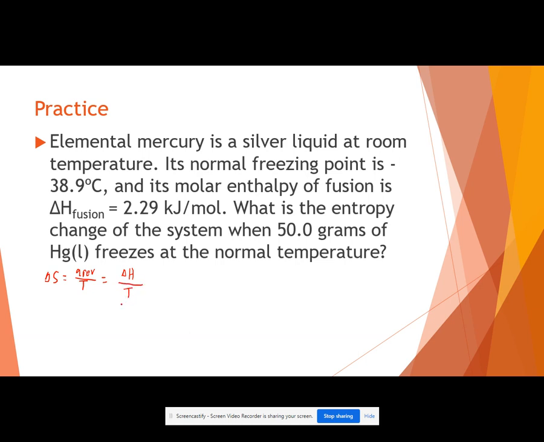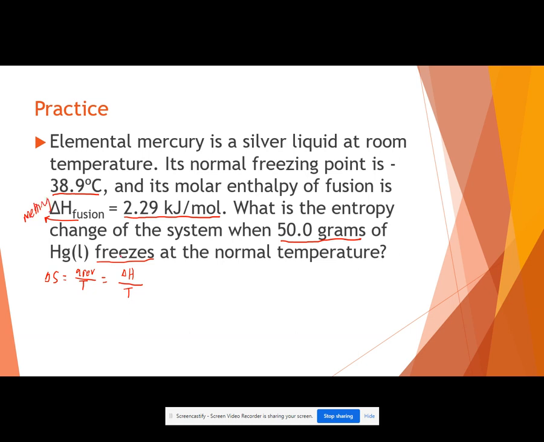Let's read our problem. It says elemental mercury is a silver liquid at room temperature. Its normal freezing point is 38.9 degrees Celsius. So I'm going to go ahead and underline that because that's important information. Its molar enthalpy of fusion is 2.29. So I'm going to underline that. And it says, what is the entropy change of a system with 50 grams when it freezes? So I underlined the 4 pieces of information that are the most important. Remember, fusion means melting.